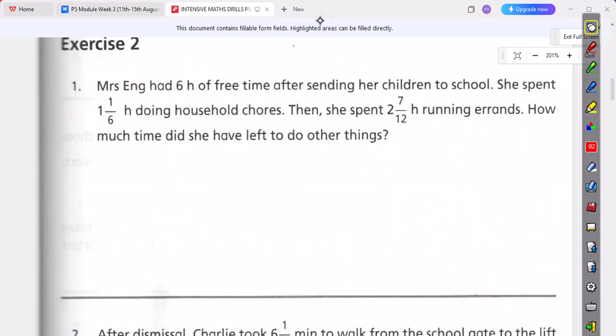Okay, here we have a word problem. Mrs. Eng had 6 hours of free time after sending her children to school. She spends 1 1/6 hours doing household chores. Then she spent 2 7/12 hours running errands. How much time did she have left to do other things?